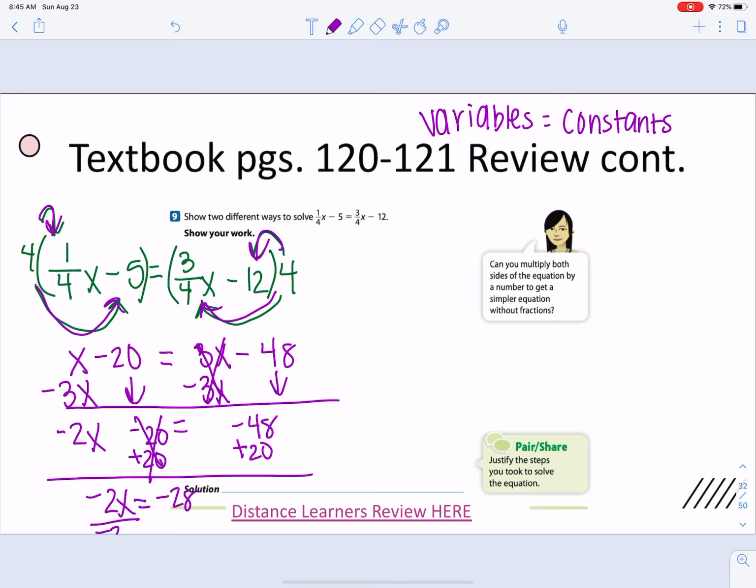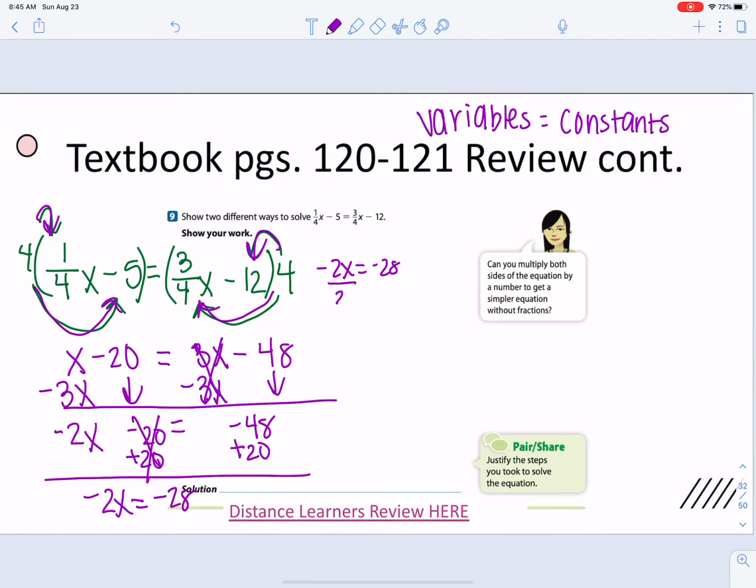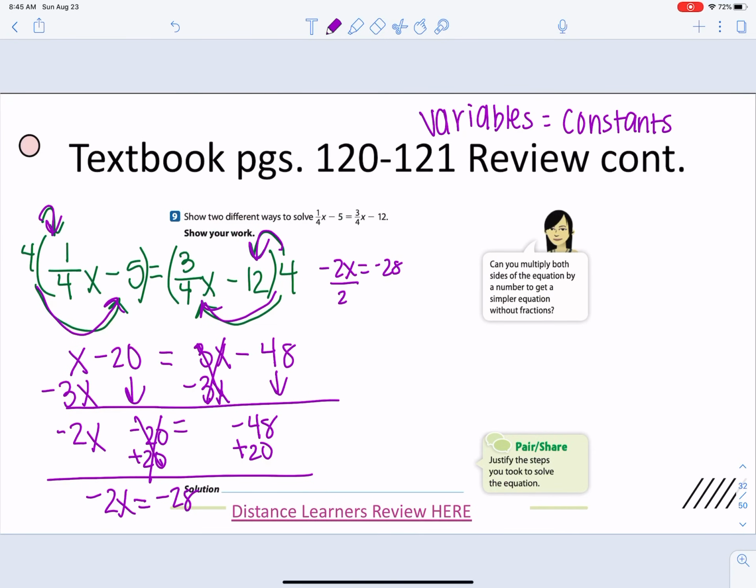And lastly, I'll divide both sides by negative 2. Oopsie, sorry. So my x is going to be equivalent to 14. And I need to make sure that the second way that I do this, it also equals x equals 14.